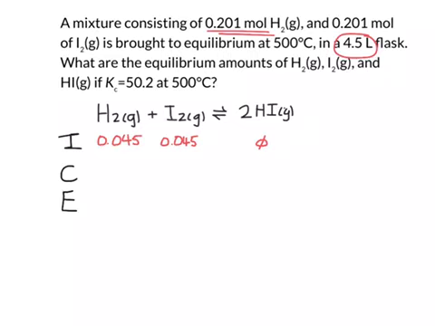Because we don't have any product to start, the change on our product side must be positive to reach equilibrium, and the change on our reactant side must be negative to reach equilibrium. So this will be minus x for both of these. The coefficient is 1. The coefficient is 2 for hydrogen iodide, so the change will be positive 2x. So our equilibrium concentrations will be 0.045 minus x for both hydrogen and iodine, and it will be 2x for hydrogen iodide.